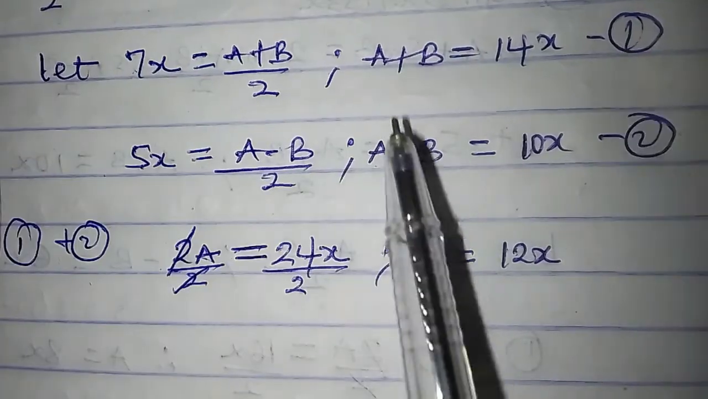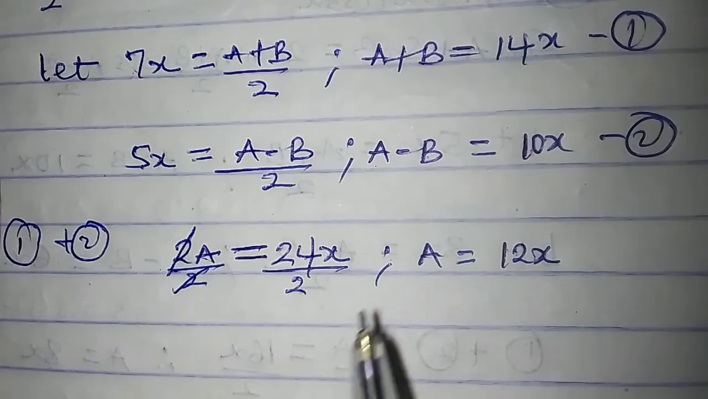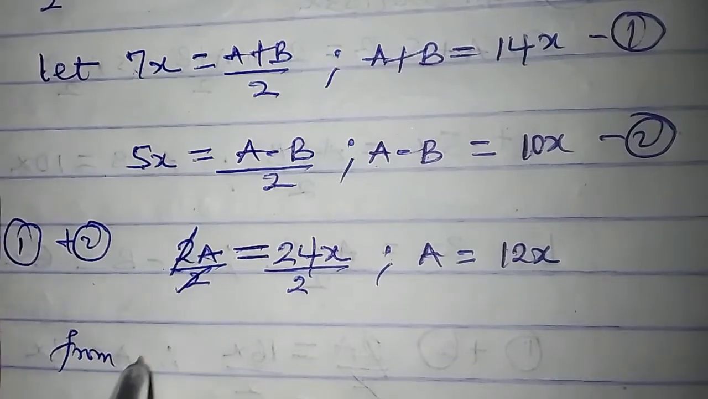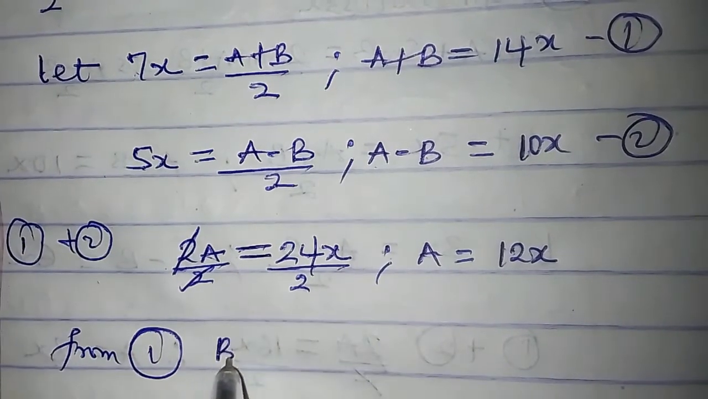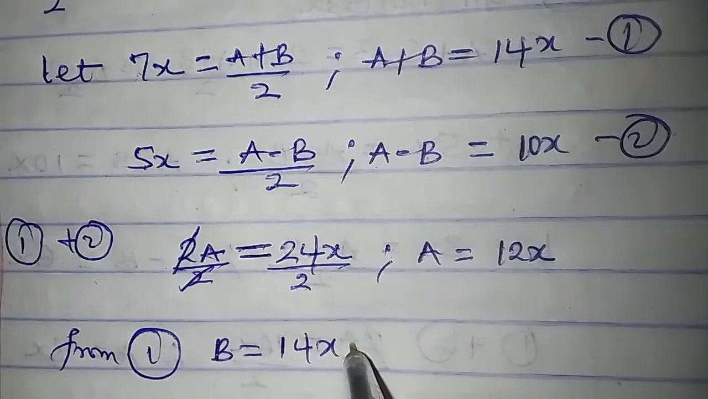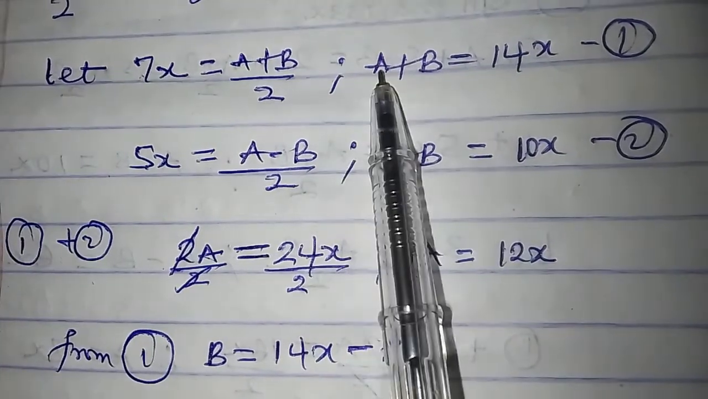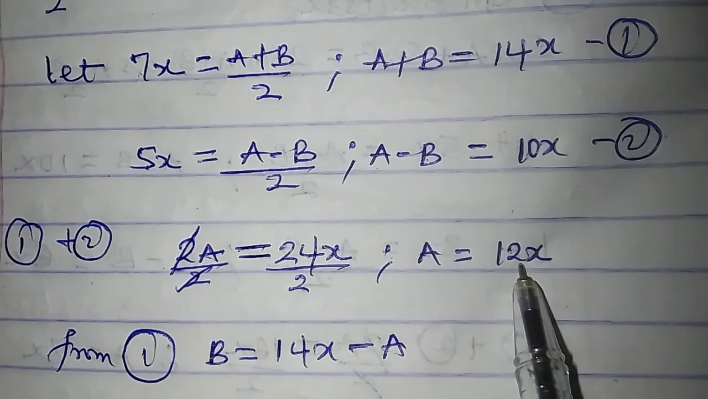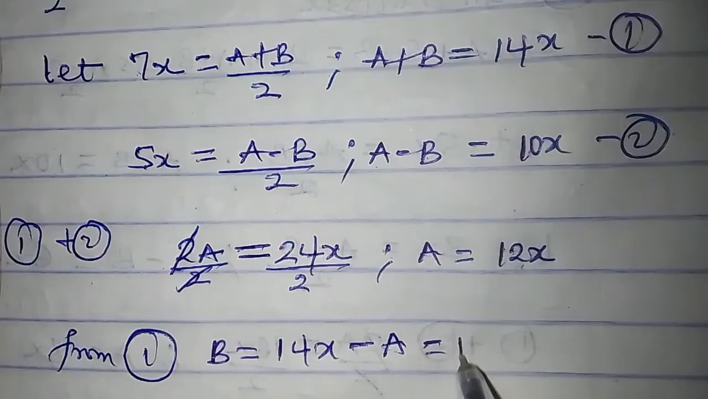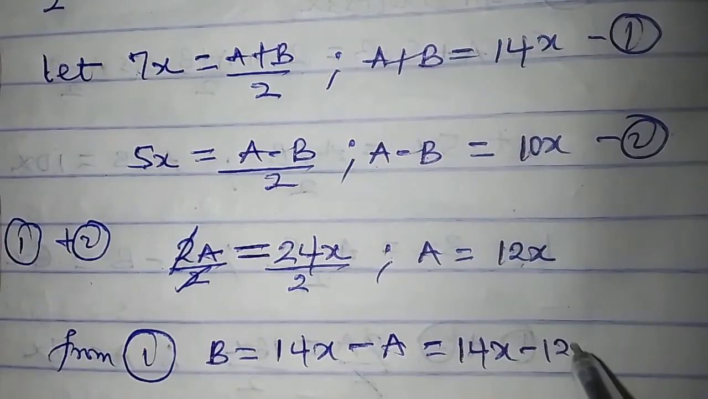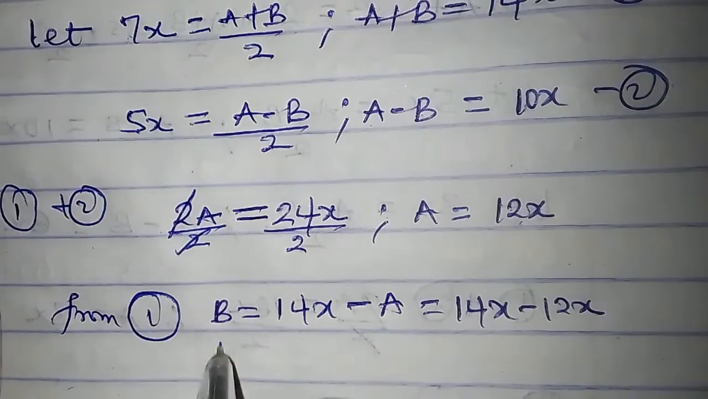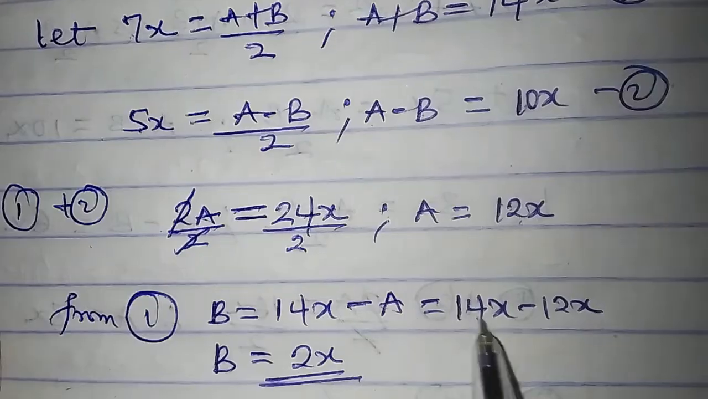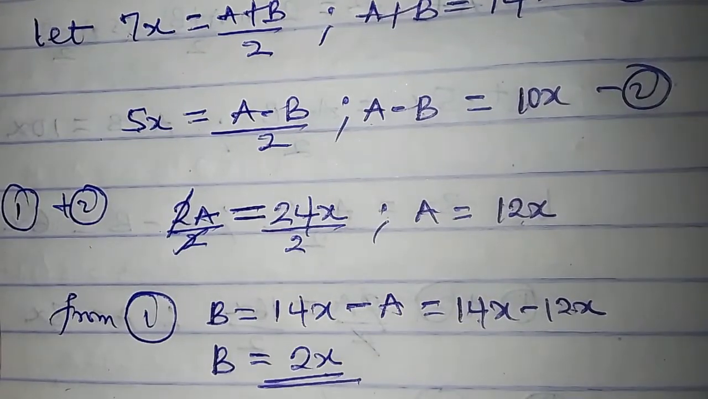From equation 1, we have a plus b equal to 14x. Making b the subject of the formula here, from equation 1, b will be equal to 14x minus a. A will cross and turn to minus. Now, what is a? A is already 12x. So we'll be having 14x minus 12x. That means b is equal to 2x. 14x minus 12x is 2x.